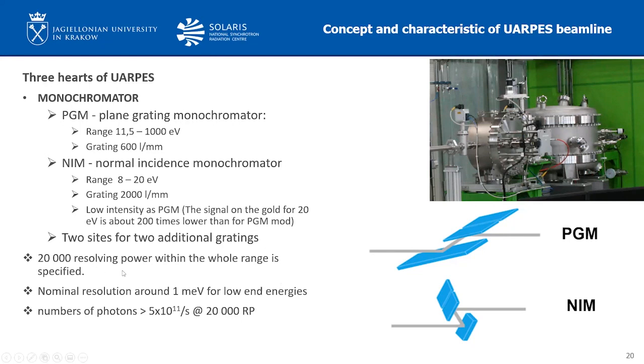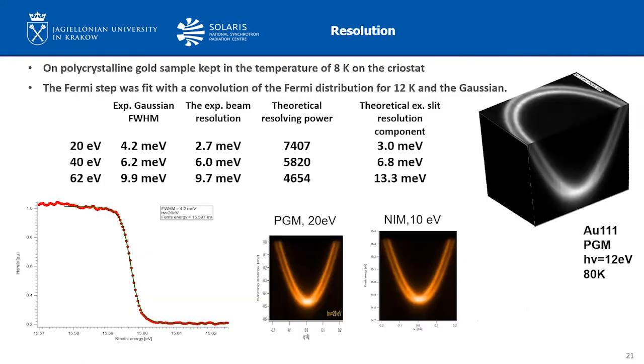We have very good resolving power in the specified range, and the nominal resolution of the beamline is about 1 millielectron volt for low energy. And here you can compare the resolution for different energies, and it is acceptable for high resolution measurements.